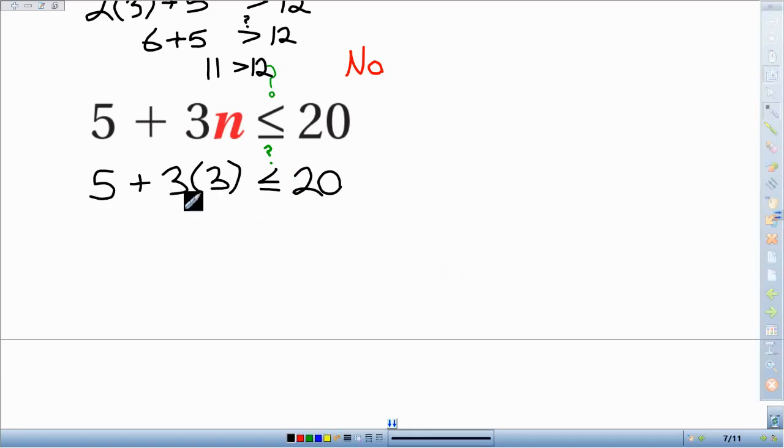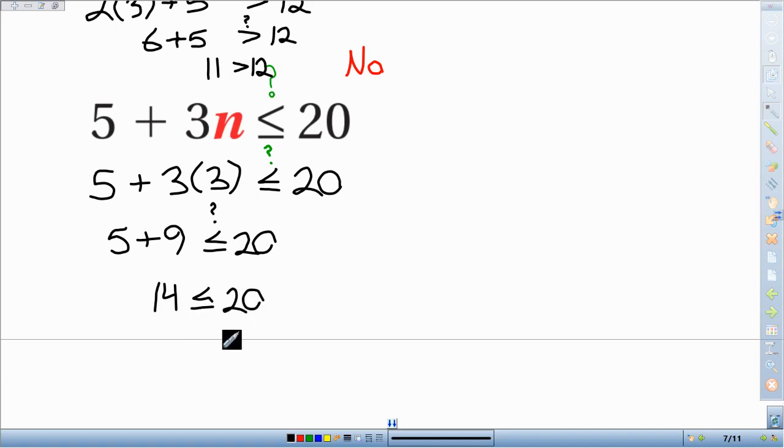Okay, starting with our multiplication, we got 5 plus 9. Is that less than or equal to 20? Well, we know 5 plus 9 is 14. Sorry, forget my question marks. Is 14 less than or equal to 20? Yes, it is less than or equal to 20. So this one works. Check mark, yes, whatever you'd like.